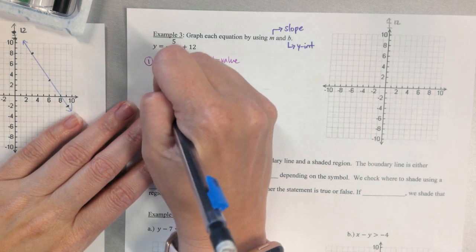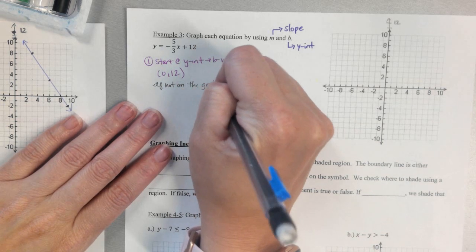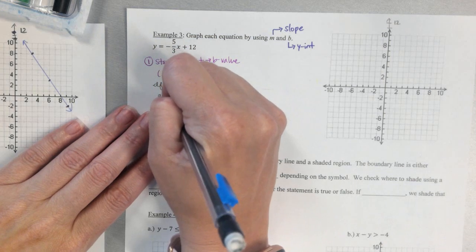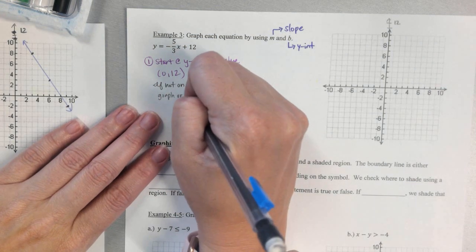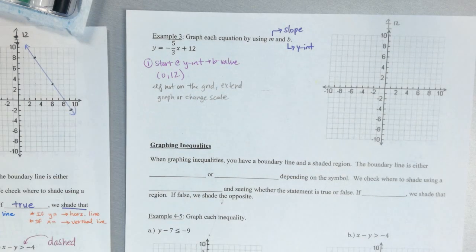Okay, so if not on the grid, you can extend the graph. Or you can change the scale. Like I said, for your homework, I'm giving you blank graphs, so you can make the scale whatever you want it to be, okay? So if you want to scale by 2s, you could do that. Okay, but if you are changing the scale, just make sure you write that down.